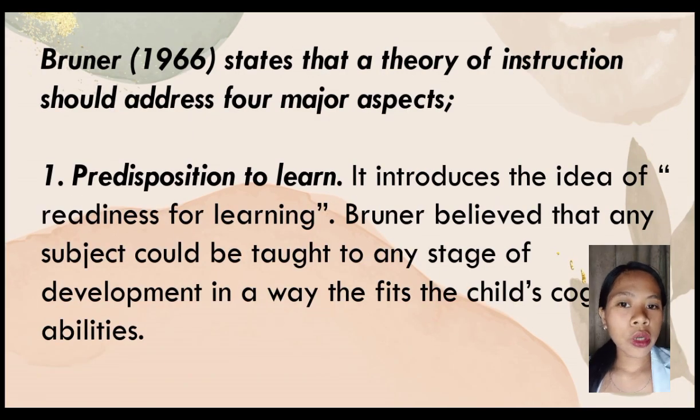Next, let us move forward to Bruner. Bruner in 1966 stated that a theory of instruction should address four major aspects. Number 1, predisposition to learn. It introduces the idea of readiness for learning. Bruner believed that any subject could be taught at any stage of development in a way that fits the child's cognitive abilities. He believed that learning and problem solving emerge out of exploration. Part of the task of the teacher is to maintain and direct a child's spontaneous explorations.